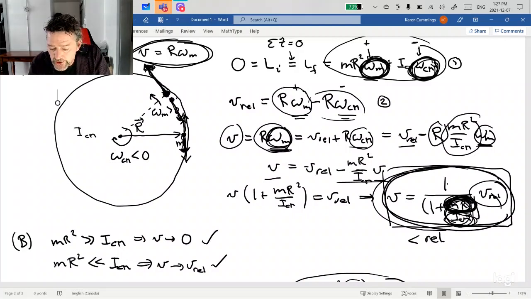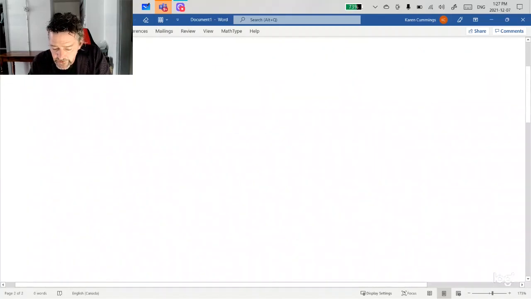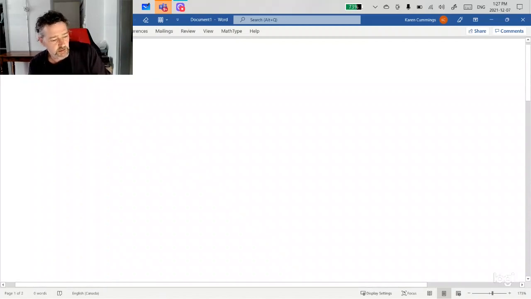I mean, you could analyze the entire problem from the frame of reference of the rotating disk, someone sitting on this rotating disk, but it becomes more complicated. It's easier to stay in the inertial frame of reference and look at everything relative to that.